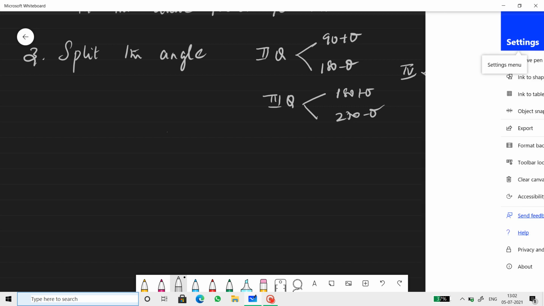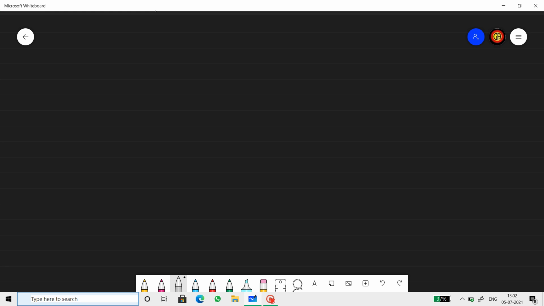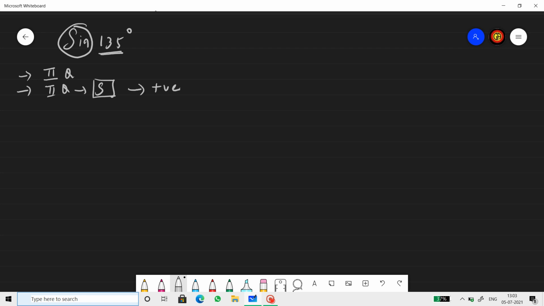Let's assume it is sine 135 degree. Step 1 is to find where this 135 degree lies. 135 degree lies in the second quadrant, isn't it? Because it is above 90, below 180. It lies in the second quadrant. So step 1 fulfilled. Step 2. What happens in that quadrant to sine? Second quadrant, it is denoted by letter S. So that means sine function is positive over there, isn't it?